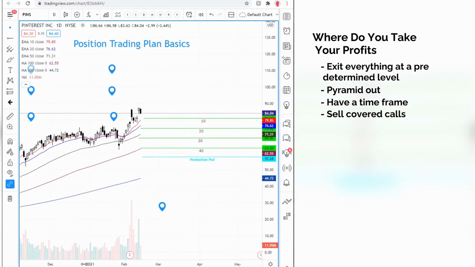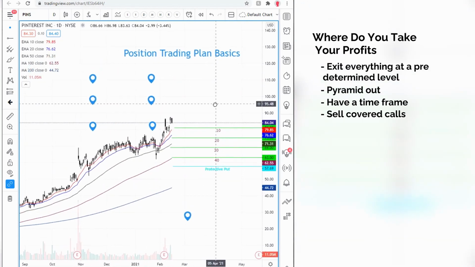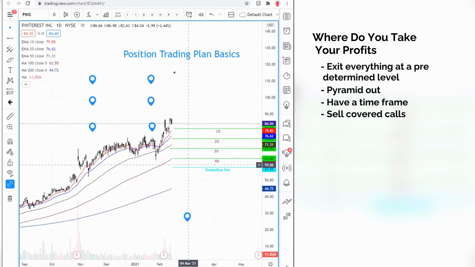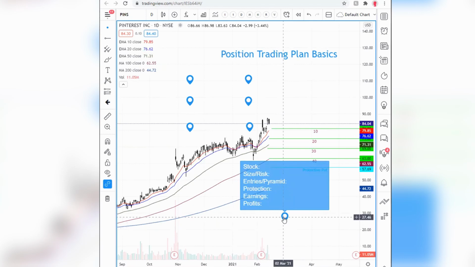Another option is to sell covered calls on your position until you get called away from the stock. If you have 100 shares, you could just sell covered calls out of the money and just keep doing that until you finally do get called away in that position. So those are just some basic ways to get out of a position, and you want to have those set up so that you are taking profits at a level that you decided before you entered the trade.